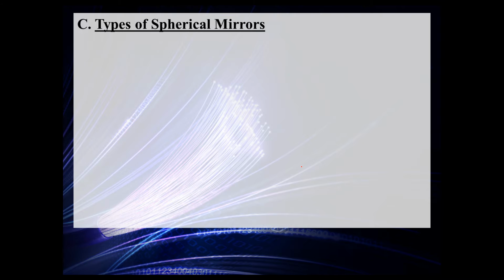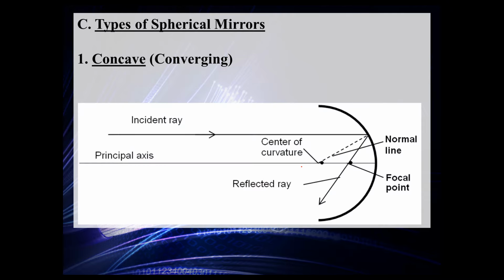There are two types of spherical mirrors. One is a concave or a converging mirror. I believe concave is the word that's used to describe this mirror more commonly. So the mirror we've been looking at so far would be an example of a concave mirror. And there's essentially two defining features to this.